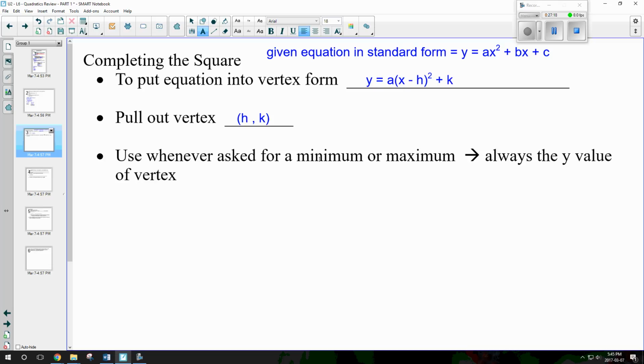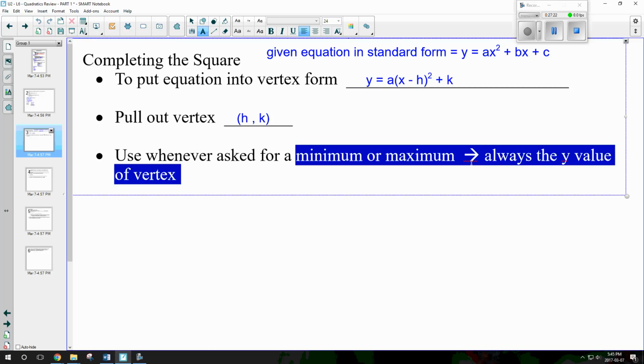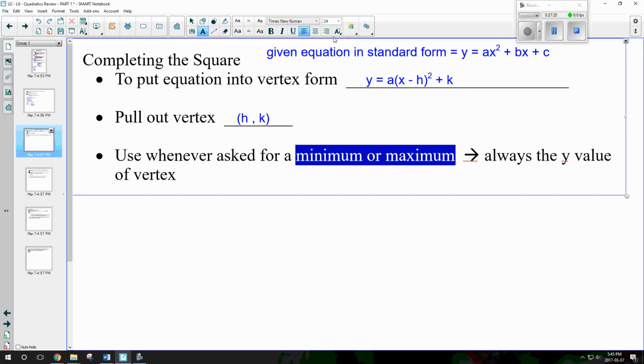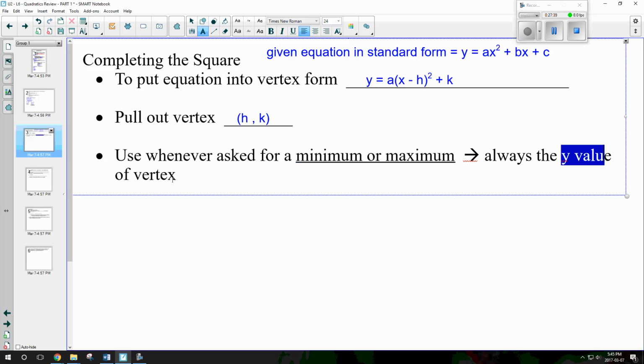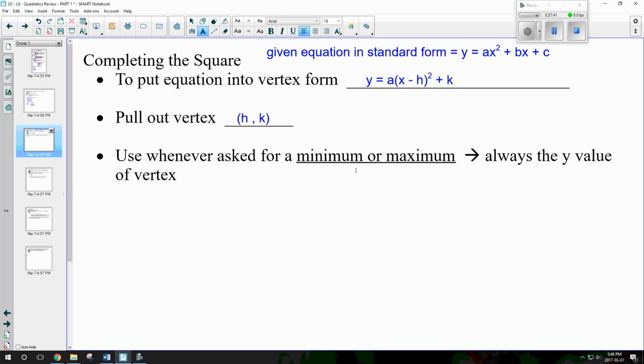And remember, your key words that I really stressed yesterday for you to memorize are minimum and maximum. If you ever see the word minimum or maximum, especially in a word problem, you always have to find the vertex by completing the square. And remember, it's always asking for the y value of the vertex in that case, when it asks for the minimum or maximum value.